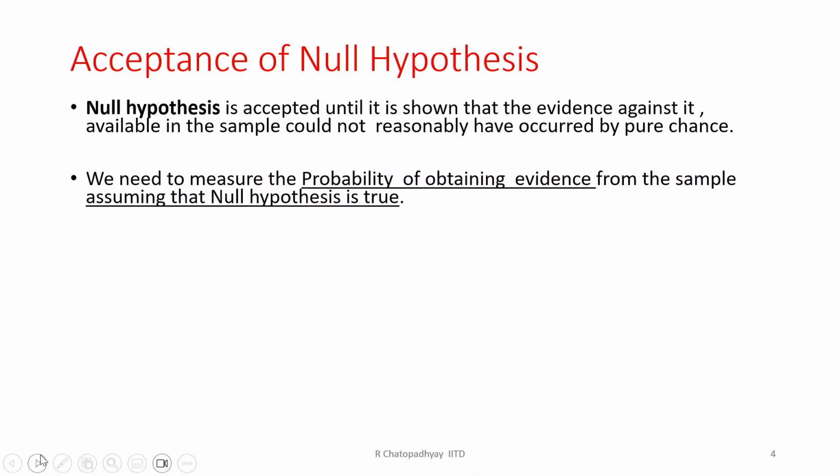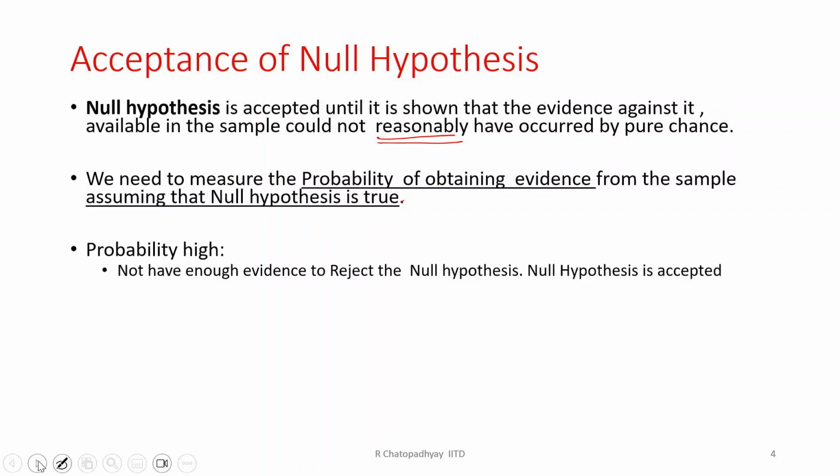And therefore we need to measure the probability of obtaining evidence. This reasonability has to be established by probability. So we need to measure the probability of obtaining evidence from the sample, whatever samples that we collect, assuming that the null hypothesis is true. That is the assumption we make.